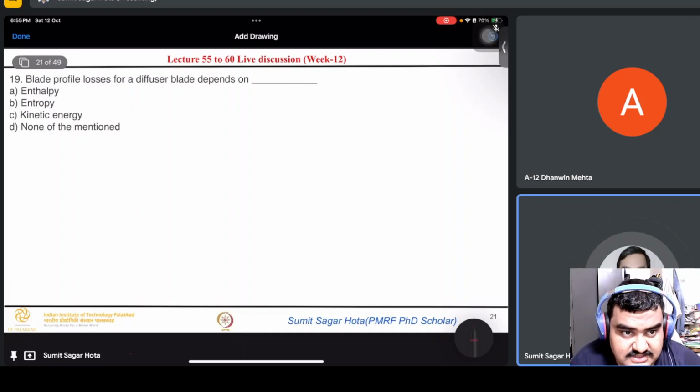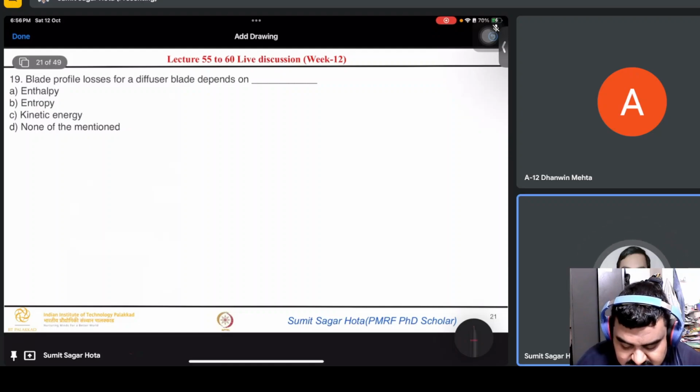The blade profile losses for diffuser blade depends on dash. The name blade profile losses suggests everything. Profile means there is some change in profile due to which there is a loss. For a diffuser blade or nozzle, most nozzles have no blades, but if there are blades, that's a different thing. Whatever the diffuser blade, that does not matter. The major thing is the blade profile losses. That's the important term in the question.